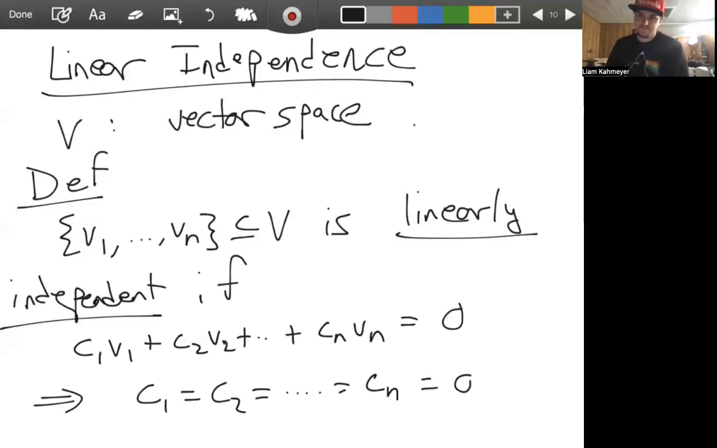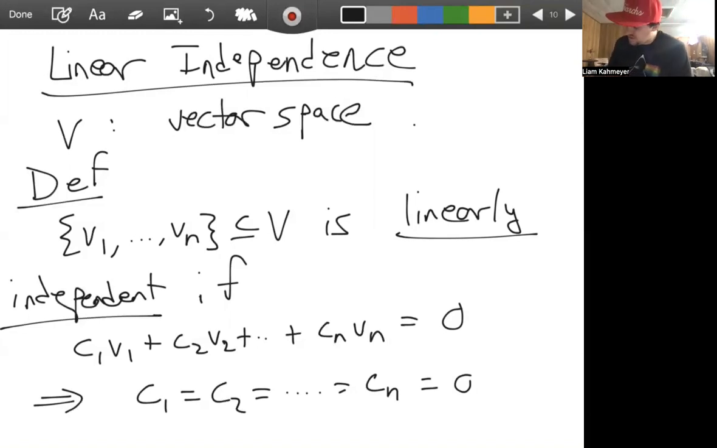Meaning there's no way to write any of the vectors Vi as a linear combination of the other vectors. So the only way this is equal to 0 is if every constant is equal to 0. Because if there's some non-zero constant, then you could write one of these vectors as a linear combination of the others, and that would be linearly dependent. And so we do not have that for linearly independent sets.